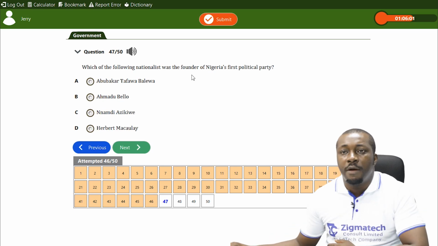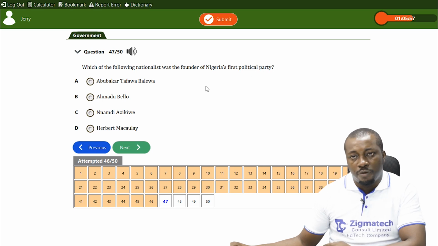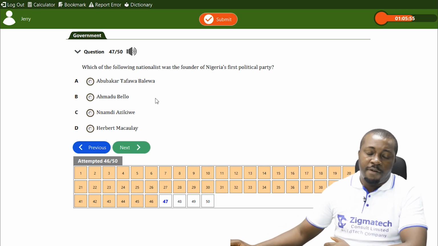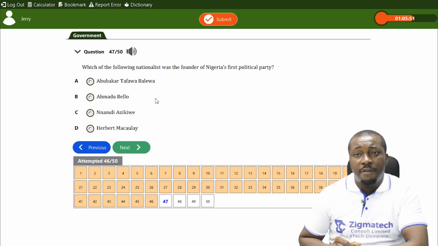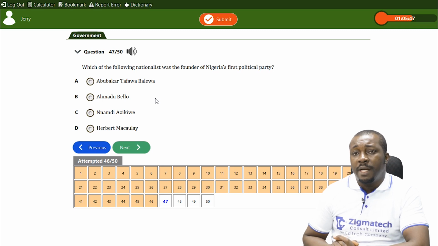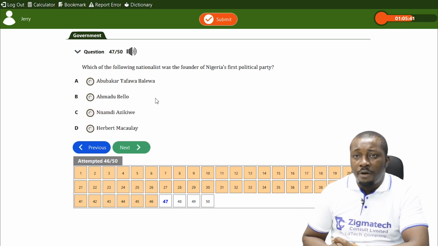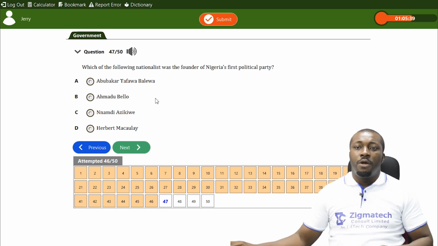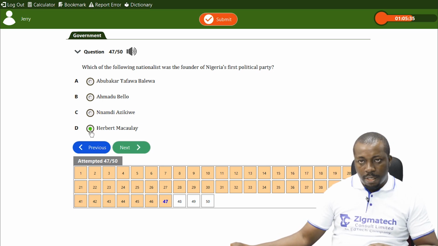Now, which of the following nationalists was the founder of Nigeria's foremost or first political party? Now, remember, the first political party was founded in 1923 after the Clifford Constitution of 1922. And this political party is the Nigerian National Democratic Party, and it was founded by the father of Nigerian nationalists, who is no other person but Herbert Macaulay.